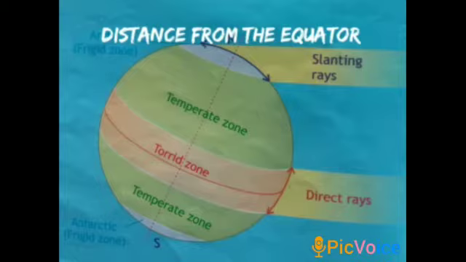Then next to that, the temperate zone. They will get less sunlight. So this place is neither too hot nor too cold. The next one is the frigid zone. They will get the least amount of sunlight. So these places are very cold.